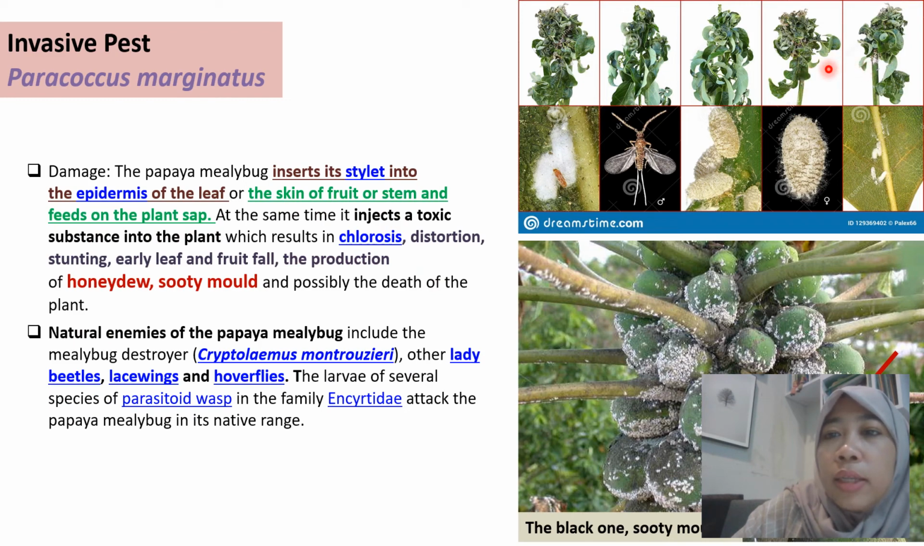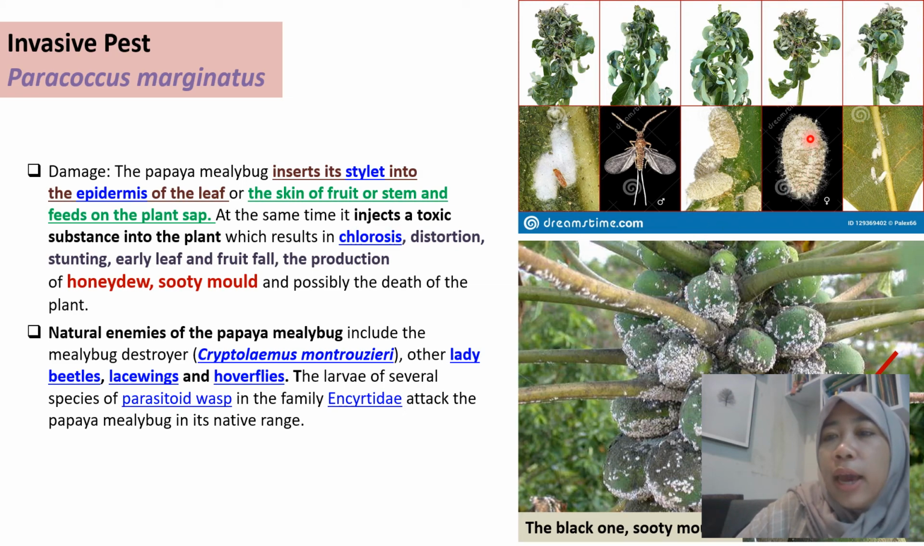The color change is because this pest is sucking the sap of the plant. So maybe in the leaf there are distortion and stunting, and maybe the fruit or the leaf will fall, and there is production of honeydew.